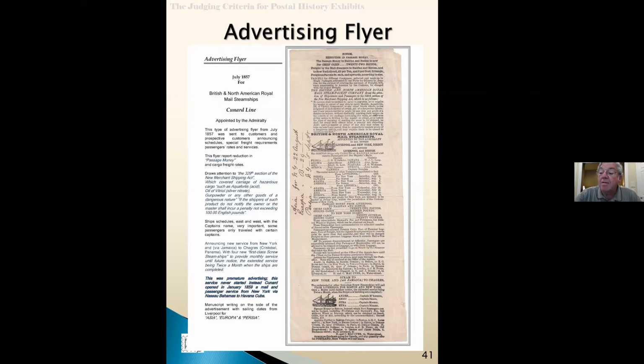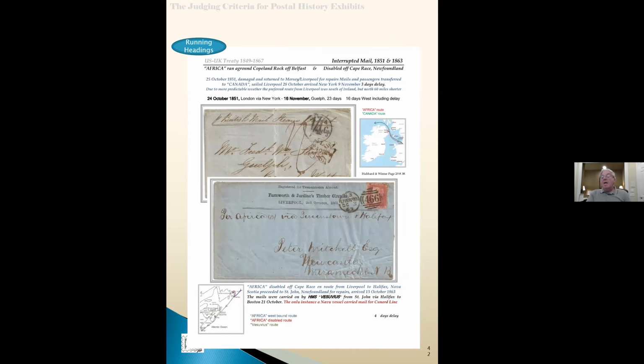Here is another ephemera page. It's an advertising flyer from July 1857 that was sent to prospective customers with schedules, special freight requirements, passenger rates, and services. And the exhibitor on the left pulls out some interesting information to describe what was in the flyer.